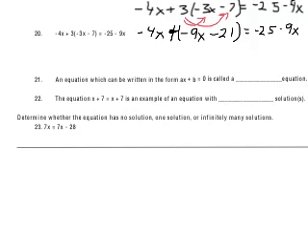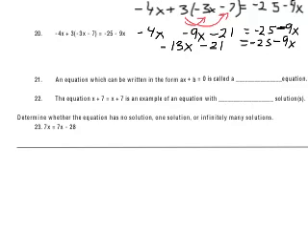Okay, so on the left we're going to combine like terms. I can eliminate those parentheses, and combine the negative 4x with the negative 9x. That gives me negative 13x minus 21, and that equals negative 25 minus 9x.